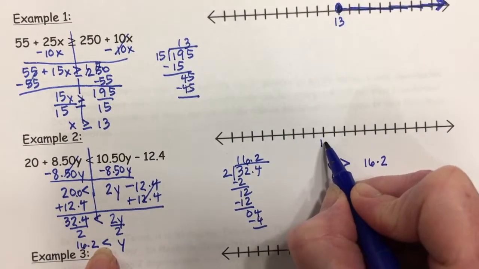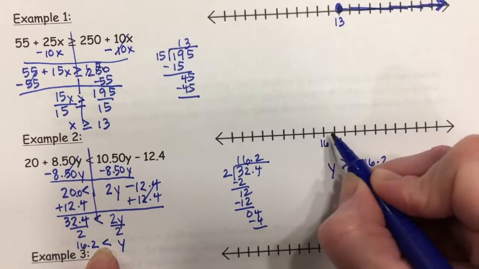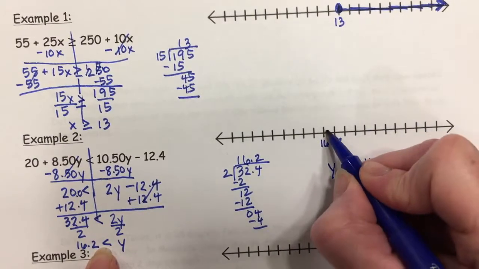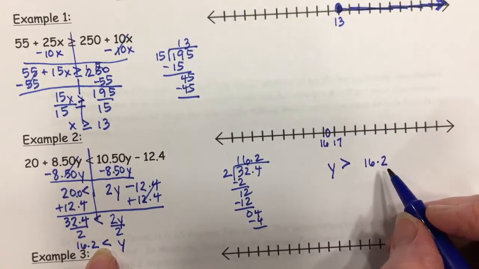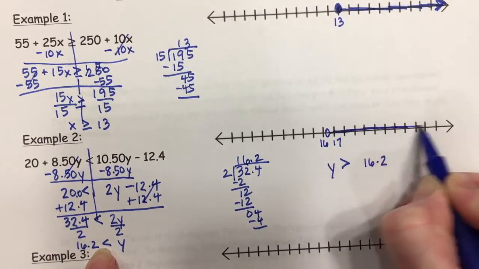So when I graph it, 16.2 is between 16 and 17. So it's kind of somewhere on the number line between these. I'm just going to have to guess where it is. It's an open circle. And then numbers greater than 16.2 are going to be this direction.